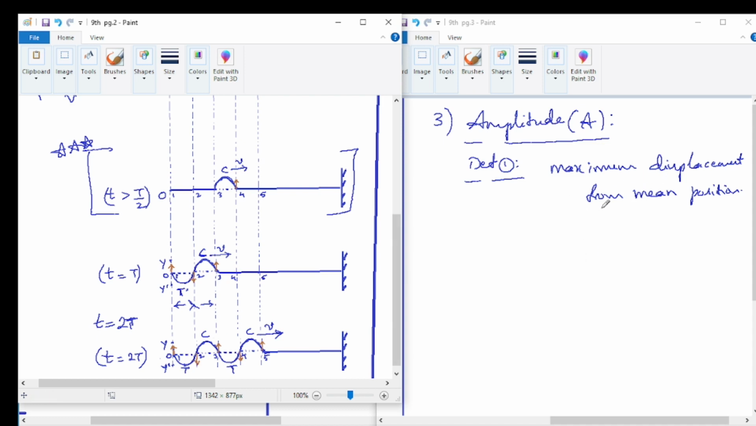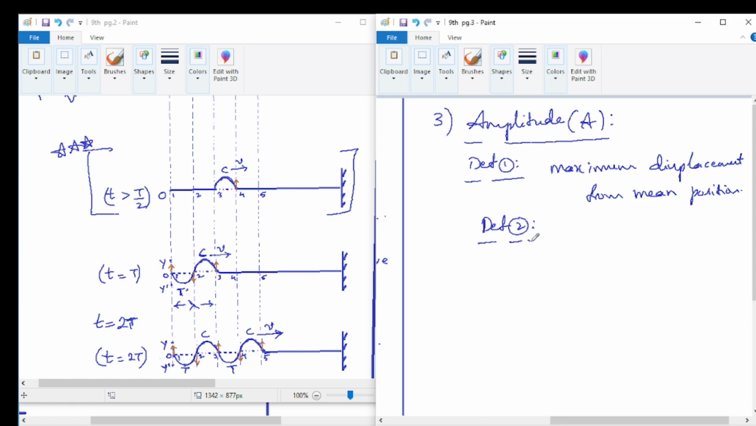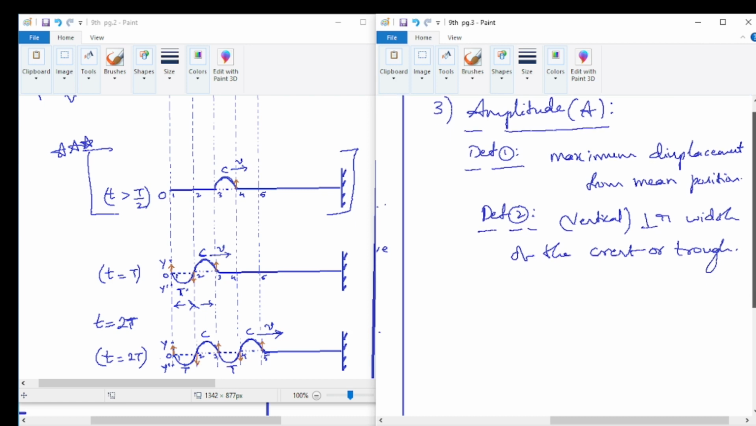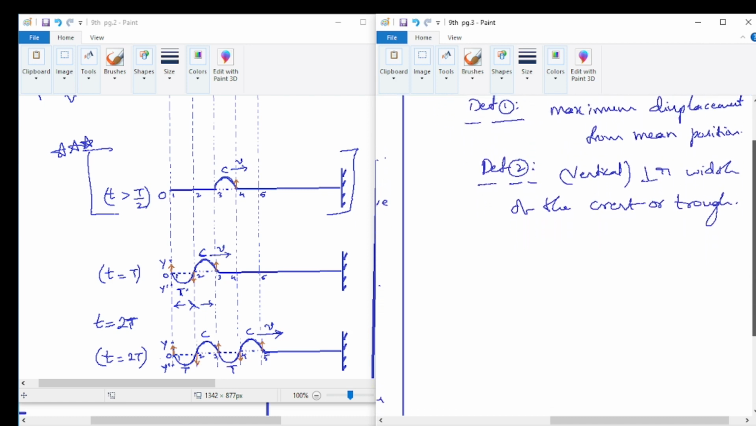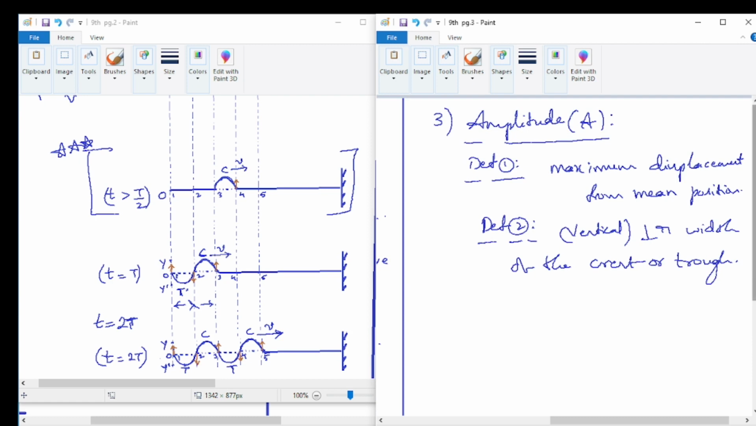Maximum displacement from the mean position is the original definition of amplitude in terms of vibrating particles. What is the second definition? From the diagram, we easily get the second definition. It is the vertical, or perpendicular, width of the crest or trough. This is the second definition of the same amplitude in terms of wave motion. Whatever things we are seeing here are simple, and nowhere is any complication there.